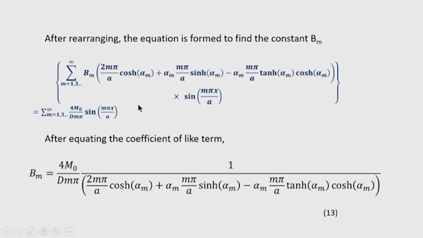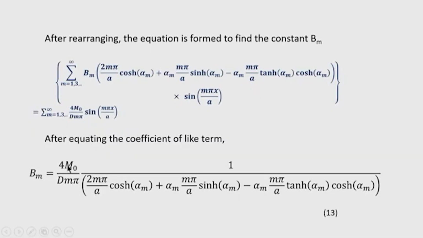Each term of the sine series will be equal, then only the series is equal. So, from that condition, for any general term m, we get B m equal to 4 m naught by d m pi into this. So, this can be easily verified from this expression, that the coefficient of sin m pi x, that is the mth term, will be 4 m naught by d m pi, and this is the coefficient of B m. So, B m will be this divided by this term that you are getting. Okay. So, B m equal to 4 m naught divided by d m pi into this factor. This factor is coming as a reciprocal of this expression.